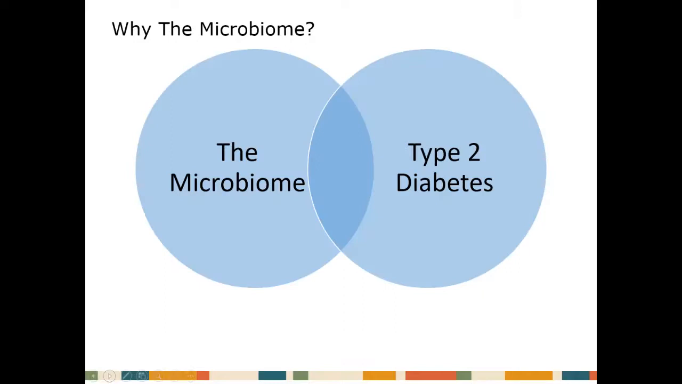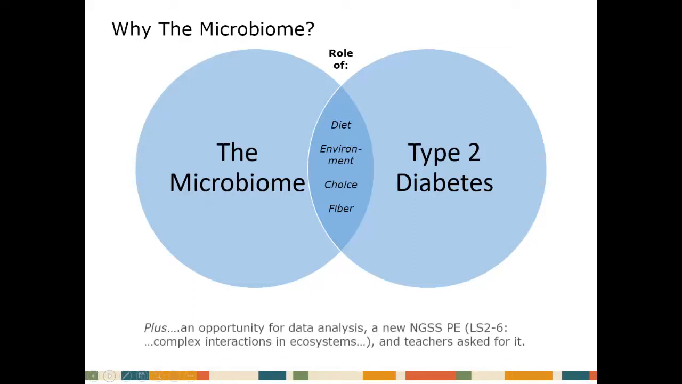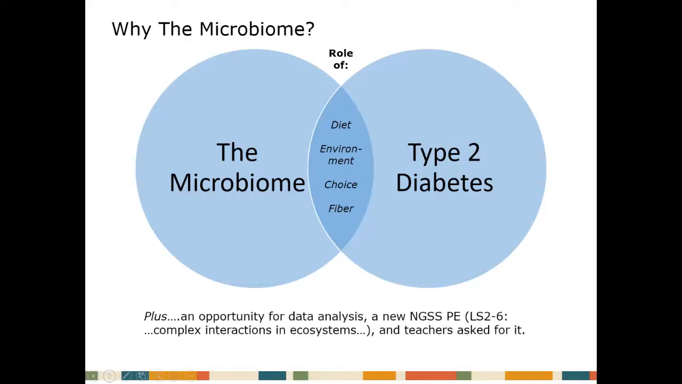And then why the microbiome? Well, it turns out that there are some overlapping concepts just around diet, the environment, choice, and fiber is something that comes up a lot in both units, the importance of fiber in the diet. And plus, it's an opportunity for data analysis. As you'll see, we're hitting a new NGSS performance expectation about ecosystems, which is new for us. And teachers ask for it. During our curriculum design sessions, that was a topic that kept coming up as being of interest.